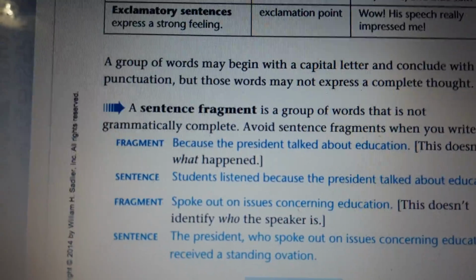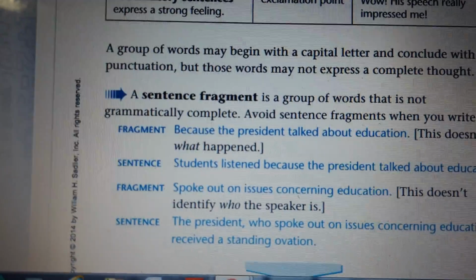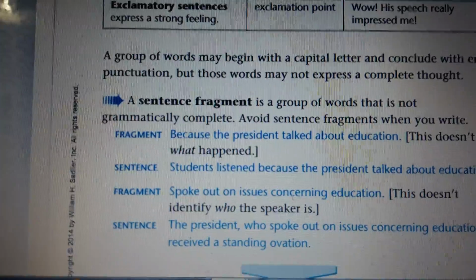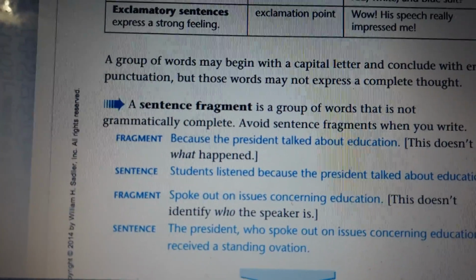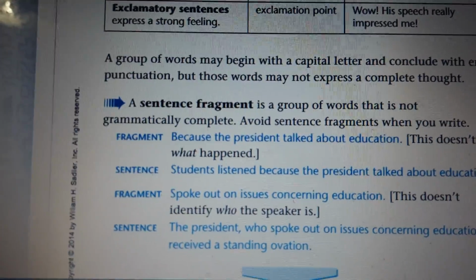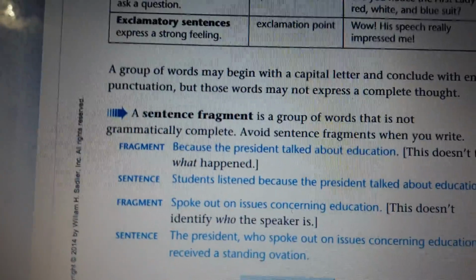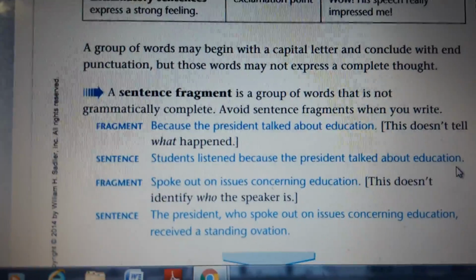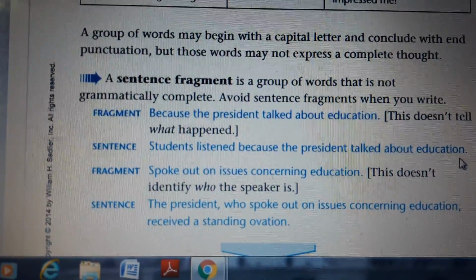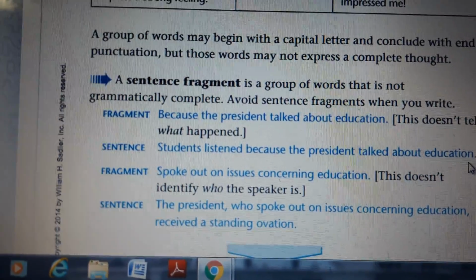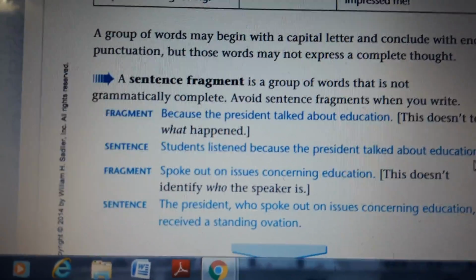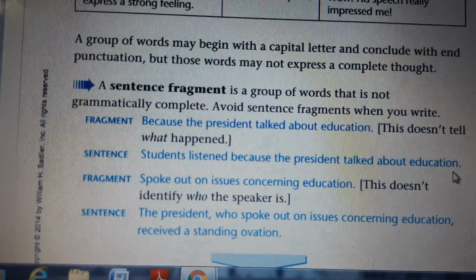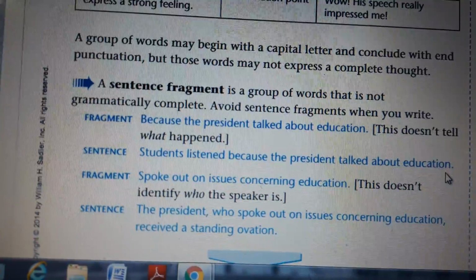Here we have this fragment: "Because the president talked about education." So what? This doesn't tell what happened. We need more information. What happened next, or before, or after? Here: "Students listened because the president talked about education." Now we have a complete action.